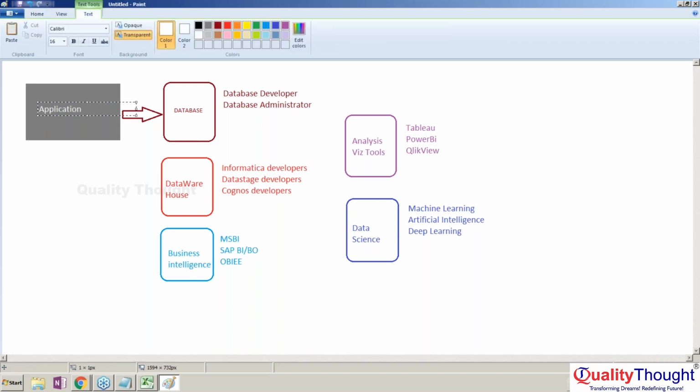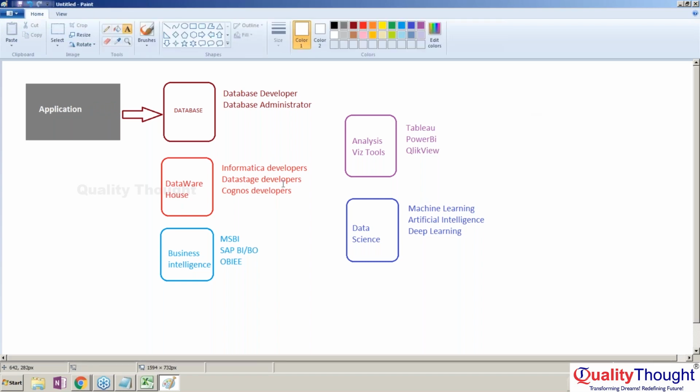This is an application, and this is how the entire thing works. Out of which, what are we going to work with now? We are going to understand that here we have something called Tableau. So we are going to work with the Tableau developer.